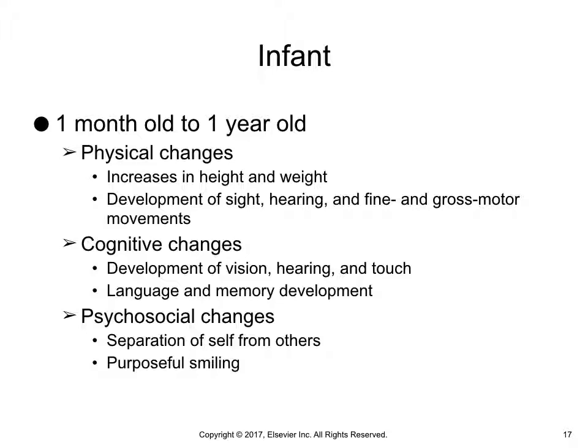Physical changes include the following: birth weight doubling in approximately 5 months and tripling by 12 months. Height increases an average of 2.5 centimeters, or 1 inch, during each of the first 6 months, then about 1.2 centimeter, or 1/2 inch, each month after until 12 months. Sleep and eating patterns emerge during this time as well.